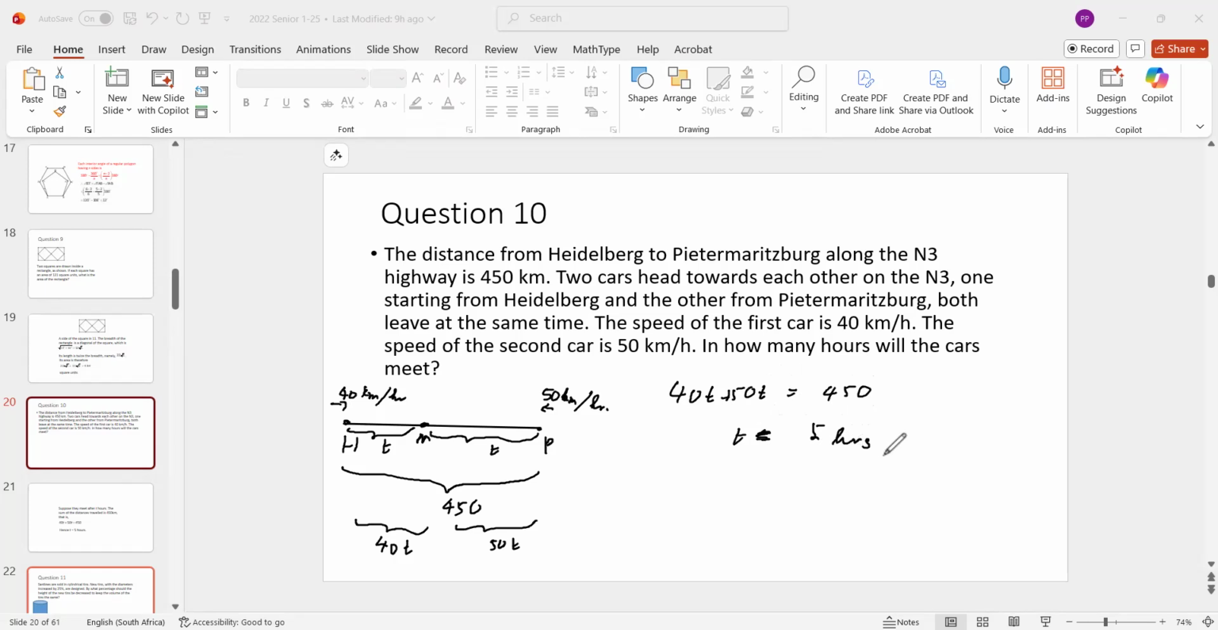So you must put down the units. So this is in how many hours? This is the answer. Because we said T is the number of hours when they meet. In the diagram, you can see it. Okay.